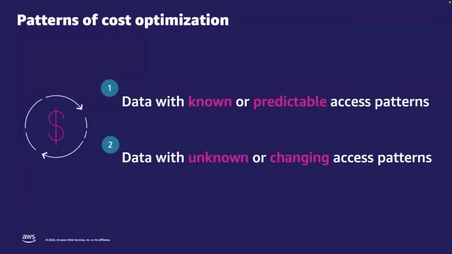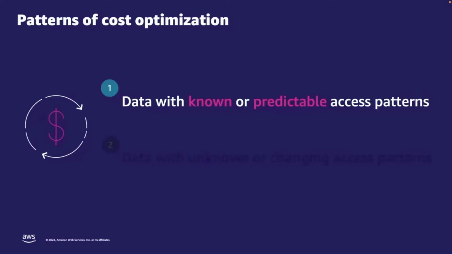Just in the same ways that customers have evolved their workloads over time, customers have evolved in the ways that they optimize their storage cost. So now I want to take a step back and talk a little bit about the common patterns of cost optimization that we see in Amazon S3. The first pattern we see is data with known or predictable access patterns. Do you have data that becomes infrequently accessed after a definitive period of time? Let's take, for example, user-generated content like videos and photos that we share with our friends and family.